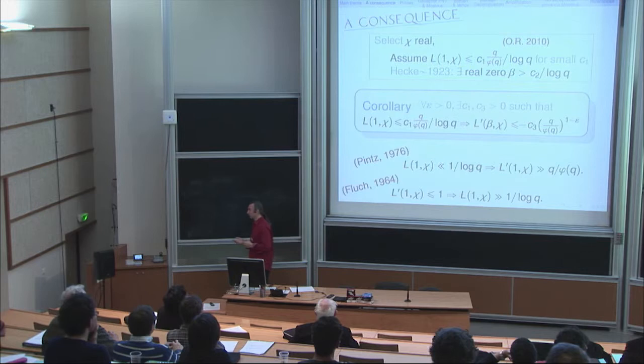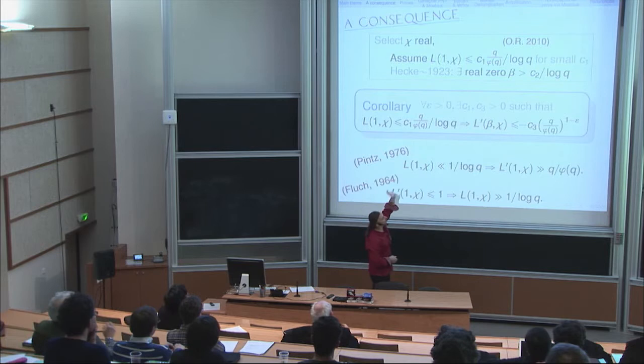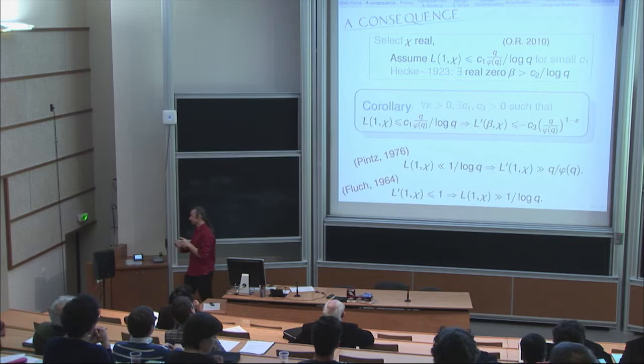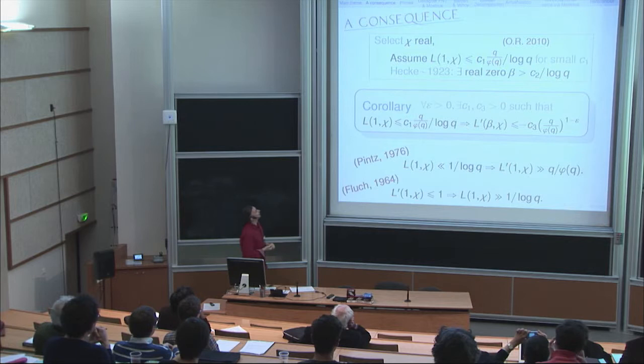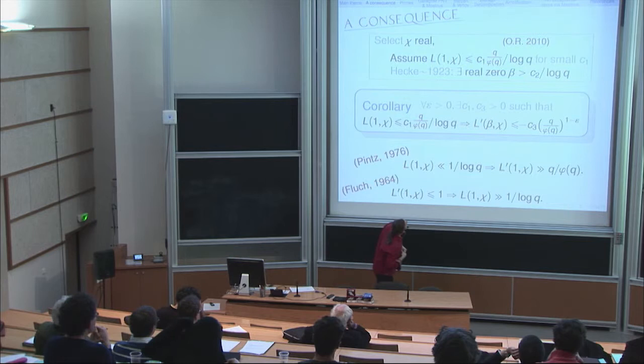And how do you detect it? Well, that's the theorem of Hecke that I put at the beginning. If L(1, chi), the value at 1, this zero is associated with a real character, and it is simple and on the real line. So if L(1, chi), which should be in absolute values here, is less than a constant upon log q, then you can find a zero beta larger than 1 minus C2 upon log q.